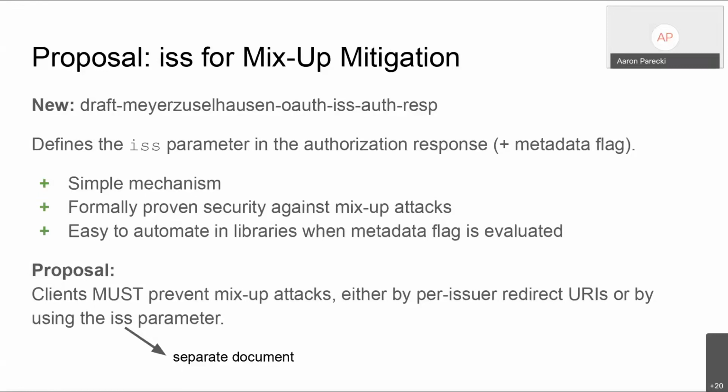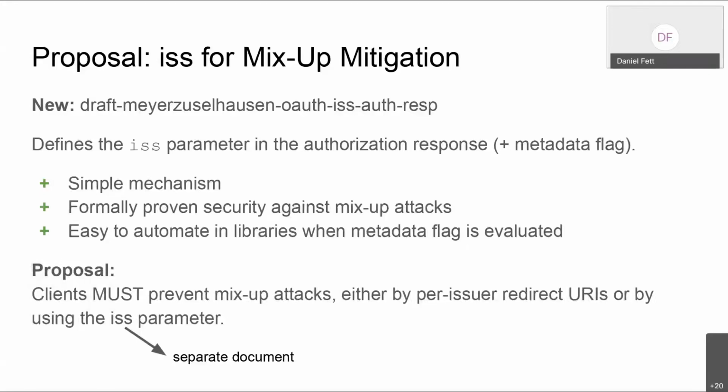Yeah, exactly. So the client, when using this mitigation, would need to do exactly that. So the client would need to know which ISS parameter it expects in response. And the nature of the mix-up attack is that the authorization response always comes directly from the honest AS, and the attacker cannot intercept the authorization response from the honest AS.